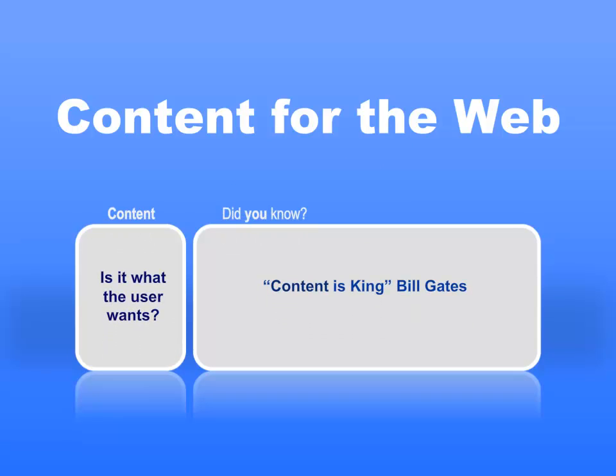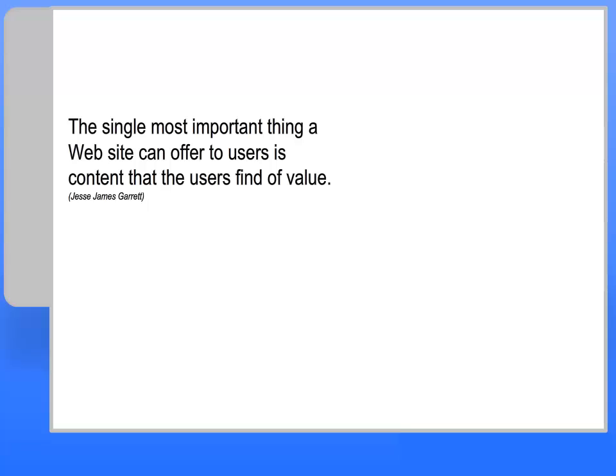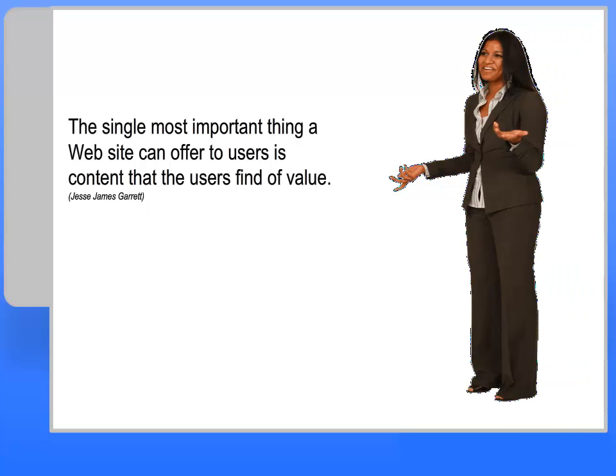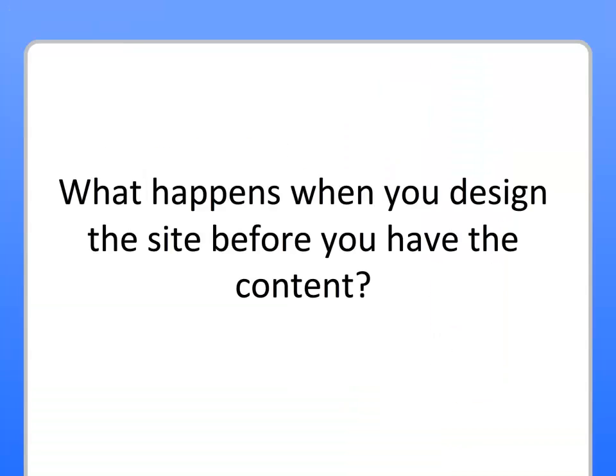When writing for the web, you need to consider content. Is it what the user wants? Did you know that Bill Gates says that content is king? And what that means is one of the major components you should consider when writing for the web. The single most important thing a website can offer to users is content that the users find of value.